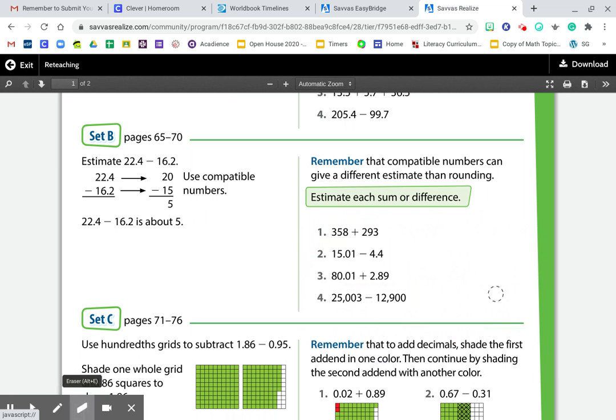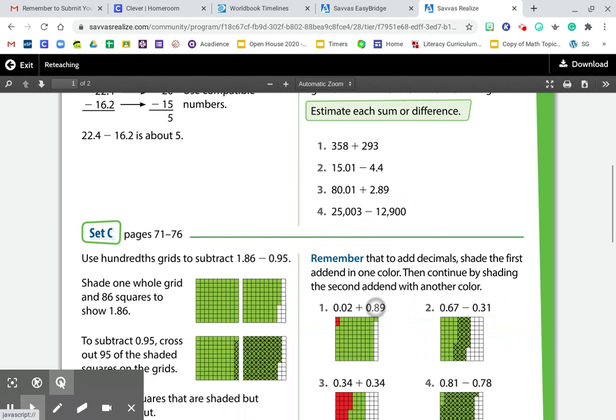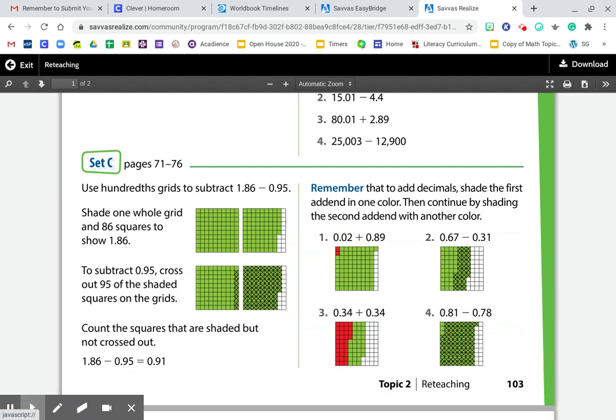So, set C, pages 71 to 76, using the hundredths grid to add the decimals. And again, if you choose not to use that tool, that's fine. You can just add stuff off to the side. Perfectly fine with that.